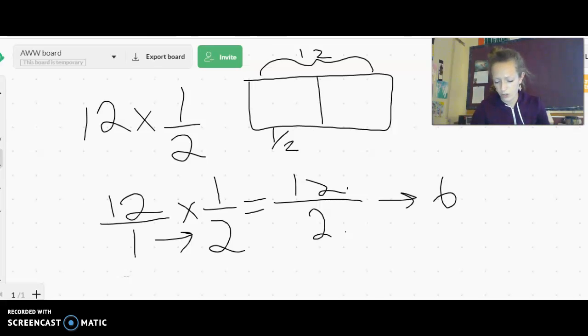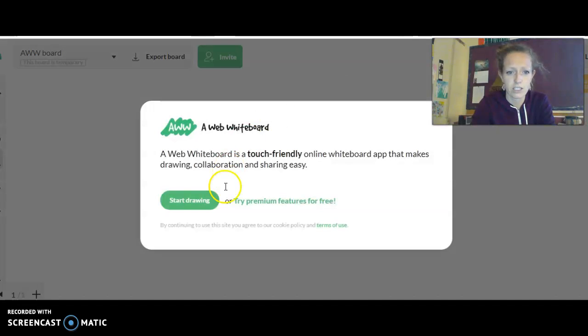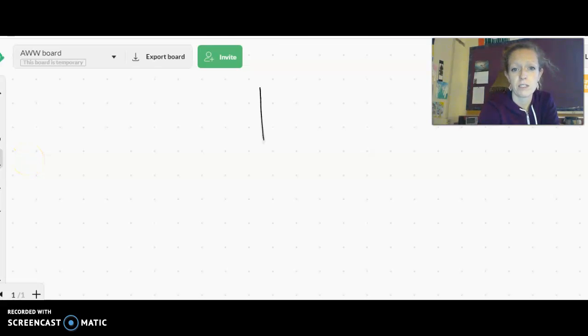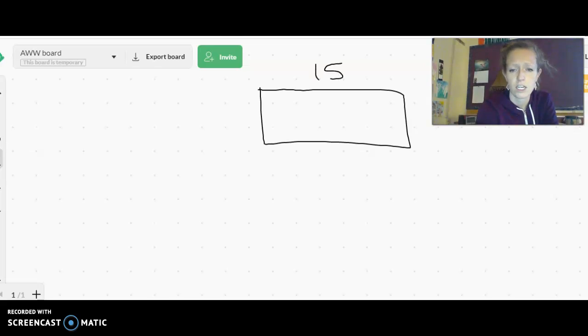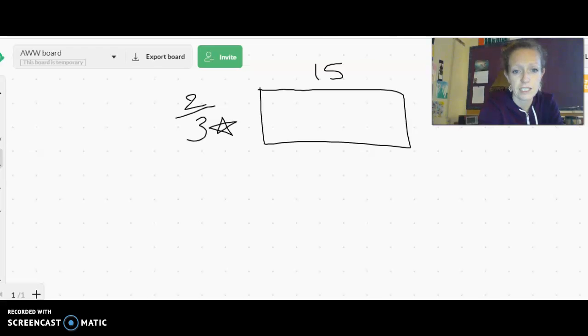Okay, let's do another one. The next problem we're going to do is number 4 on page 709. 2/3 of 15. Ooh, this is going to be fun. I really like these. This is where I started to like fractions. So 2/3 of 15. The first thing I'm going to do is draw it, because there is a lot of value in being able to see this.